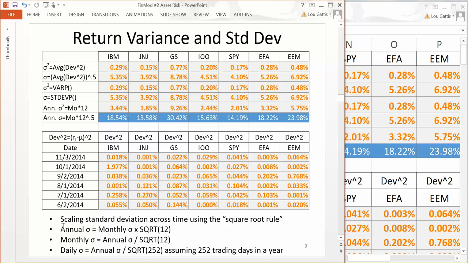So when you scale volatilities or standard deviations across time, we always multiply times the square root of time for making it larger. So if I'm going from monthly to annual, I'll multiply times the square root of 12. If I have annual and I need monthly, I'll divide by the square root of 12. Or if I have annual and I want daily, I'd divide by the square root of the number of days in my year. And we usually assume 252 trading days in an equity market.